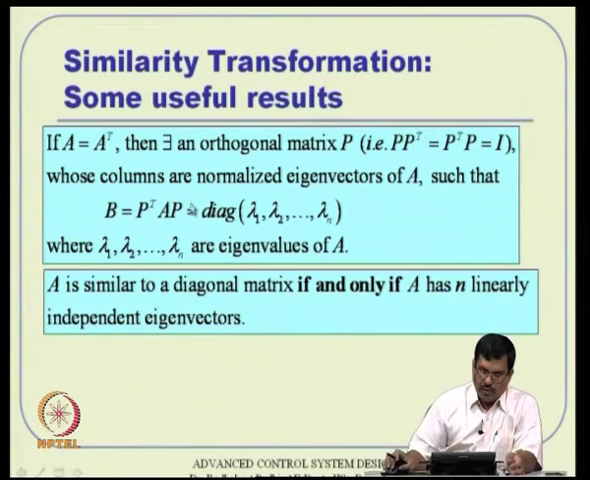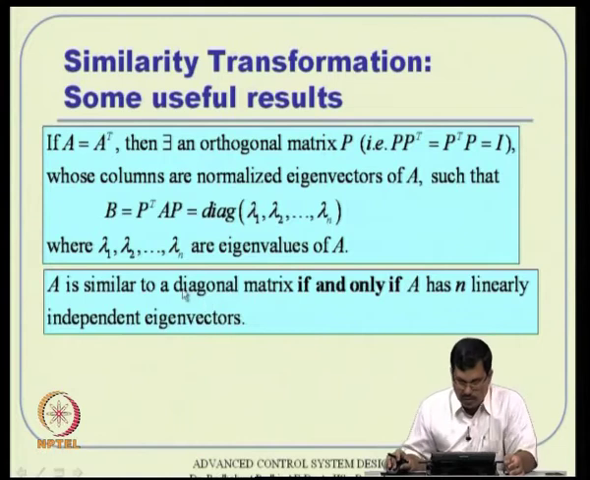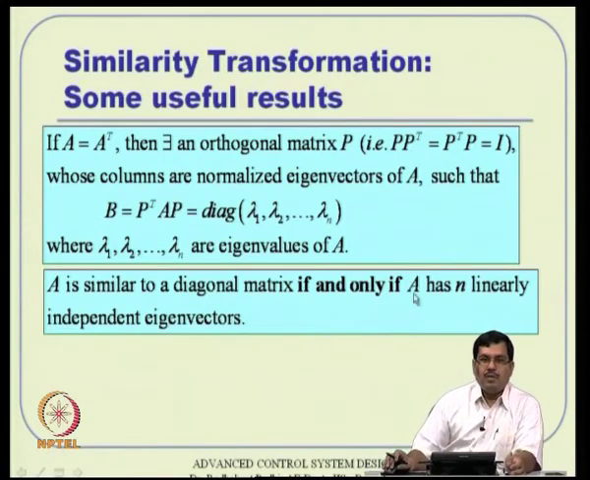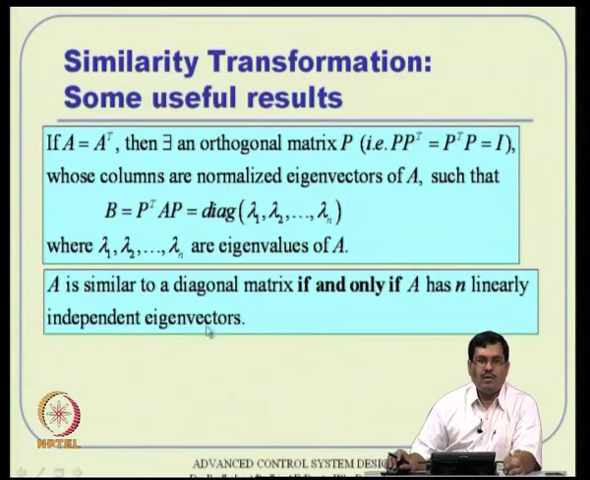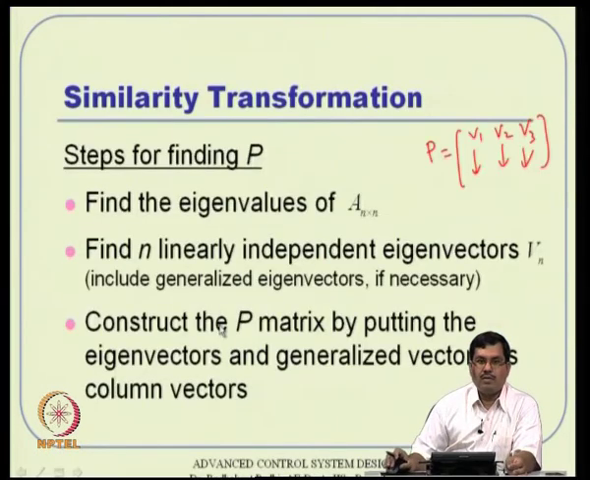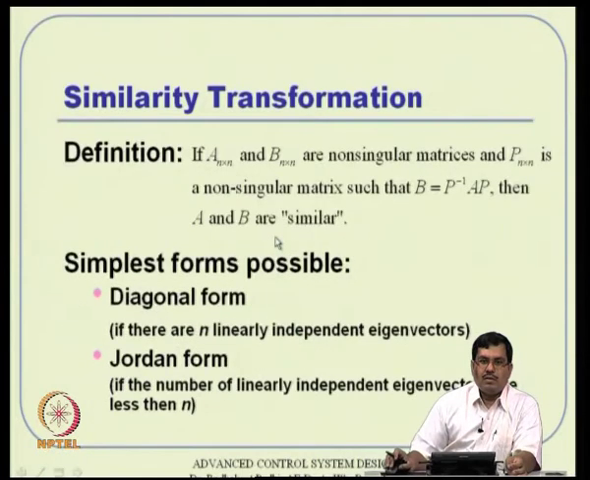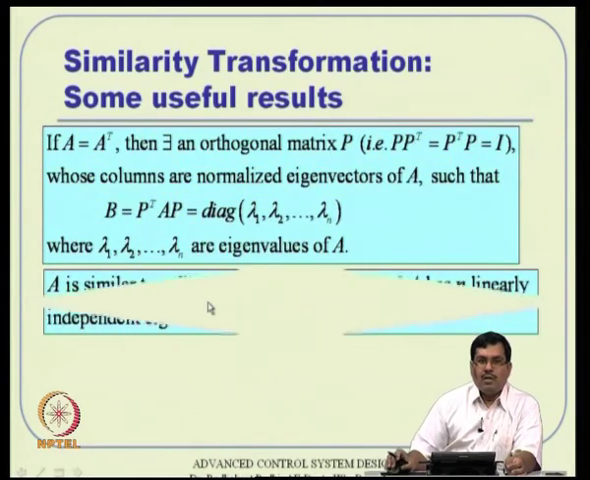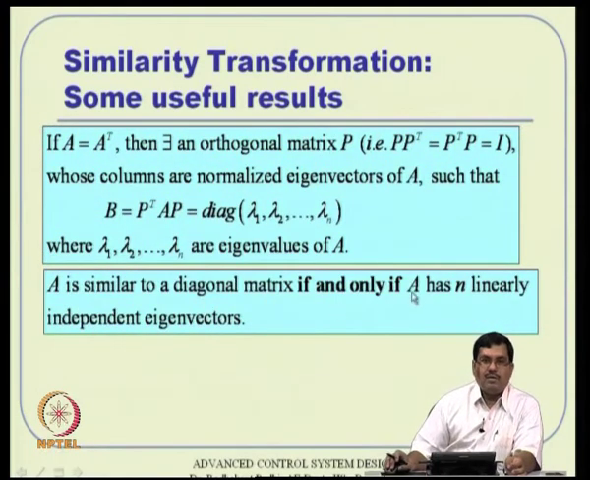All right. The next property is A is similar to a diagonal matrix if and only if A has n linearly independent eigenvectors. Okay, remember that is the thing we are talking about. We are always looking out for whether you can really reduce it to a diagonal form, because that is the simplest form that you can have. That is possible if and only if this A matrix has linearly independent eigenvectors. Okay, it is not dictated by the eigenvalue condition, it is dictated by the eigenvector condition actually.